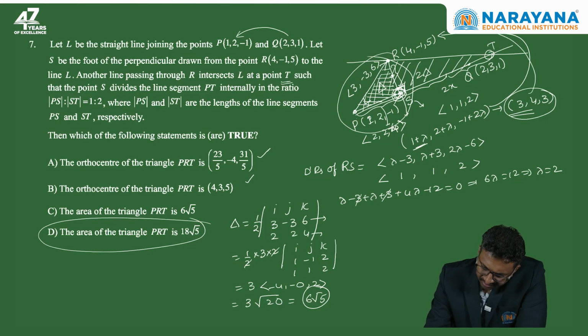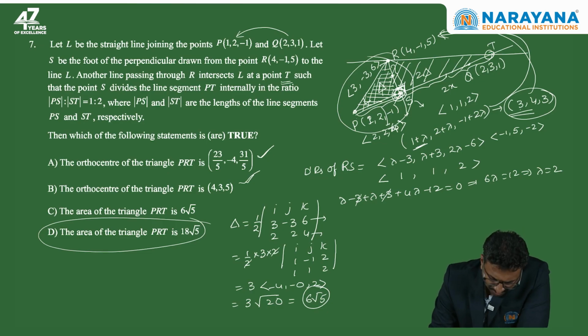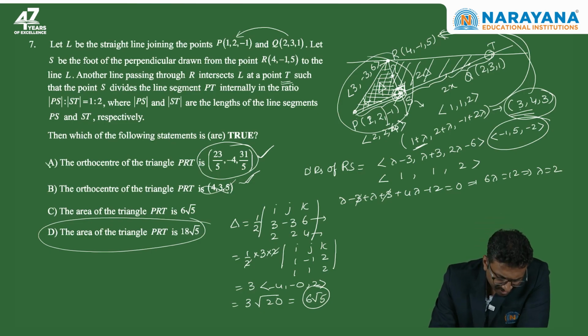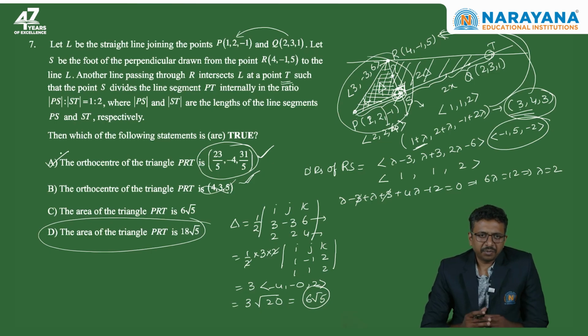So we'll go for the DRs of RS. The DRs of RS are nothing but, if you subtract one from the other, minus 1, 5 and minus 2. If you go for the actual calculation of DRs using this point and this point, if you take option B, you'll find that the DRs will not be proportional to these minus 1, 5, minus 2. Only the DRs corresponding to this point are proportional to these new DRs minus 1, 5, minus 2. So from that you can verify option A. So option verification would be easy.